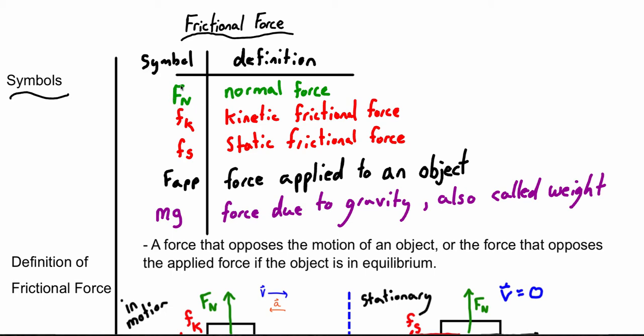The symbol for that is F with the sub notation of N. You might also see a lowercase n as a notation, but I'm going to stick here with the sub notation N. And then we have two types of frictional forces. We have the kinetic frictional force, which I'm going to symbolize with an F sub K, and the static frictional force, which again I'm symbolizing with a script F sub S.